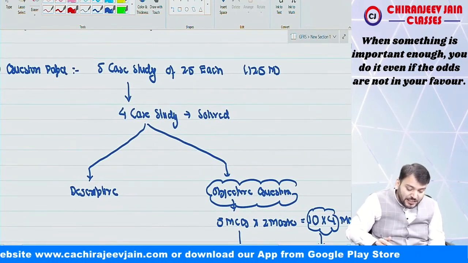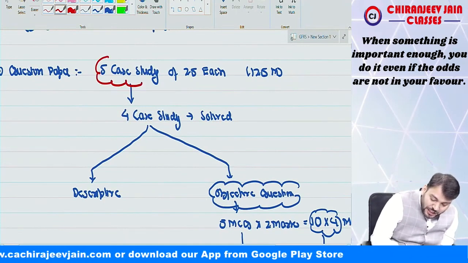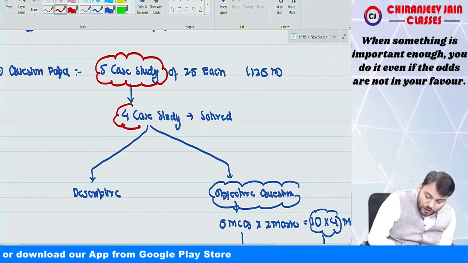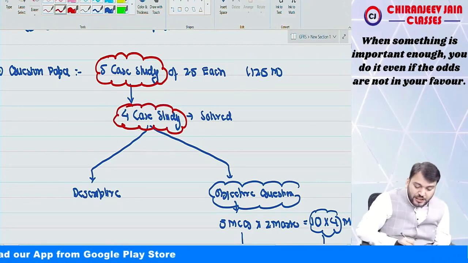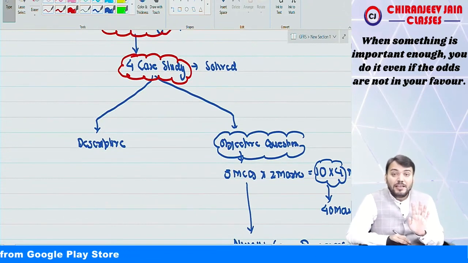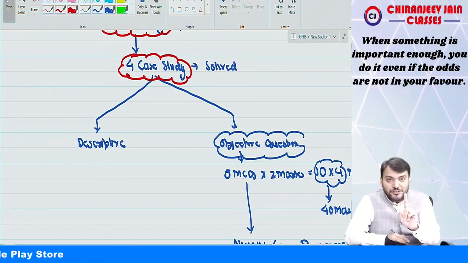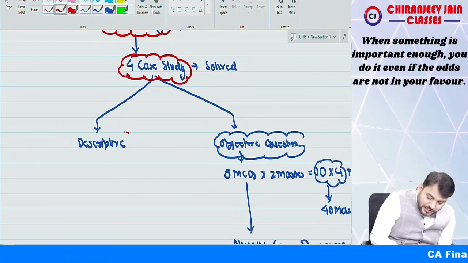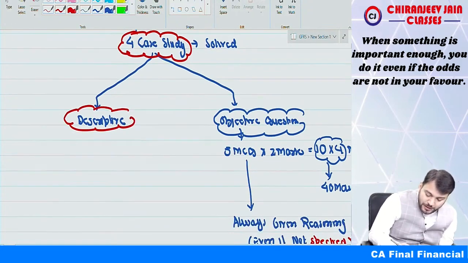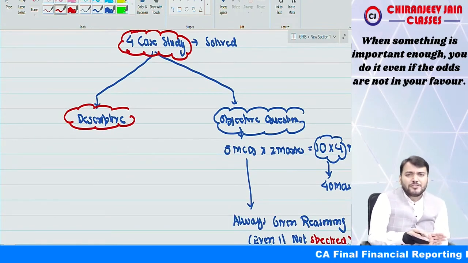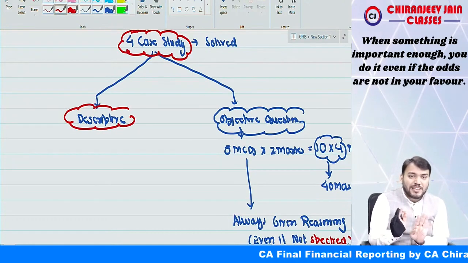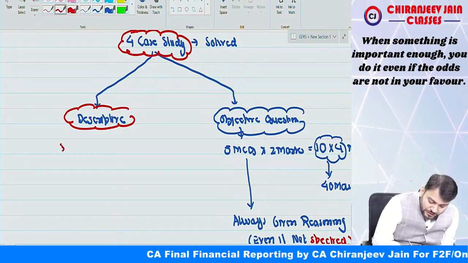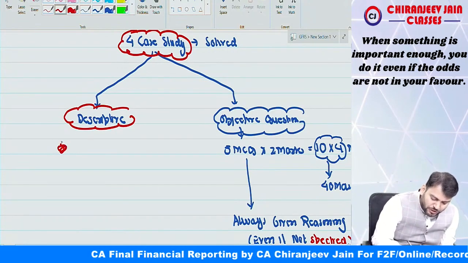So how many case studies will they ask? They will give 5 case studies of 25 marks each, and we need to give solutions for only 4 case studies. In each case study they will give 5 MCQs, means 10 marks of MCQs, so it becomes 40 marks. And the descriptive questions will be either 2 or 3 questions per case study, depending upon the case study.